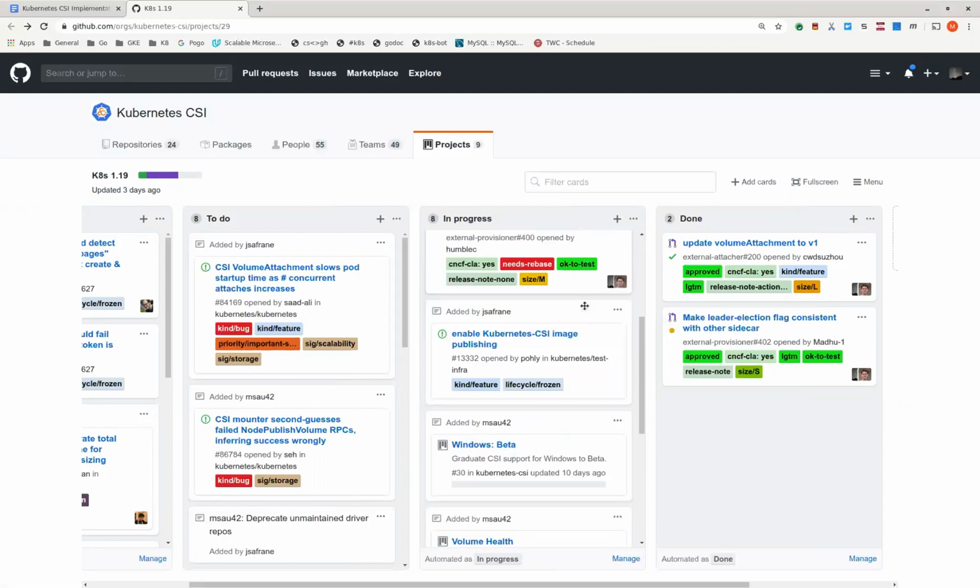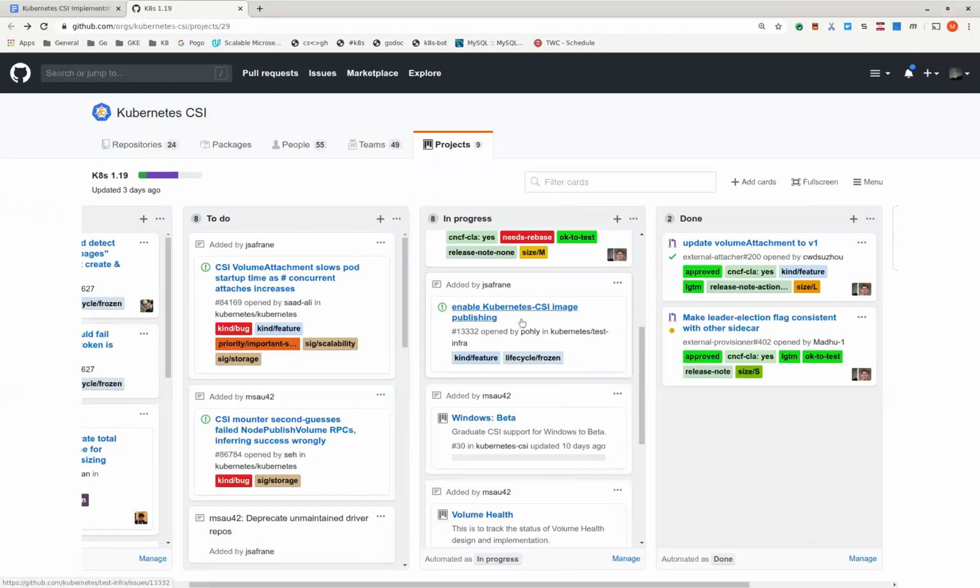The other thing that's going on is we're trying to move our image publishing from Travis over to the system that the Kubernetes project is supporting. I don't know if there's a name for it, but it's just a Kubernetes staging repository. Patrick, I think you've been looking at this, is that right? Do you have a progress update?